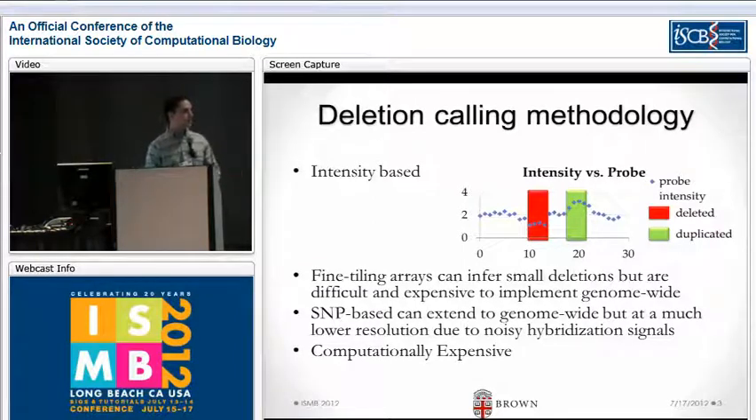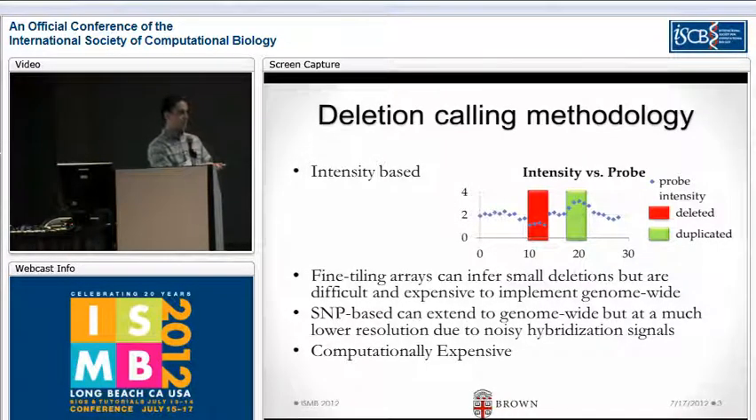Before we get into the method, there are three main types of experimental methodology for calling deletions. The first is intensity-based. Here we look for contiguous sets of probes that have low intensity or high intensity, and these would indicate either a deletion or a duplication respectively. There are fine tiling arrays that have very short distances between probes in which you can infer small deletions very well, but it's very difficult to apply these genome-wide, and especially to large cohorts that you would find in GWAS data. You can also do the same type of methodology and algorithms on SNP chips.